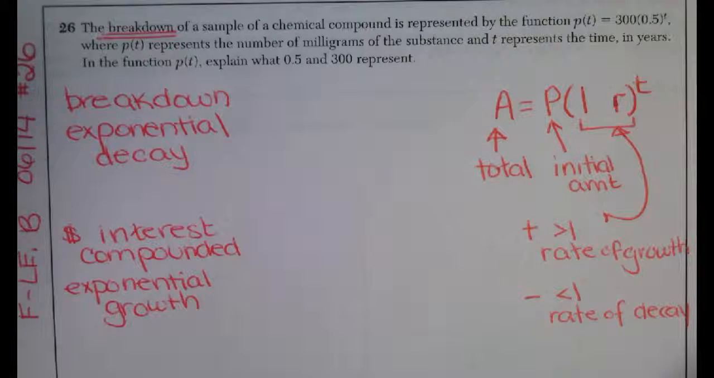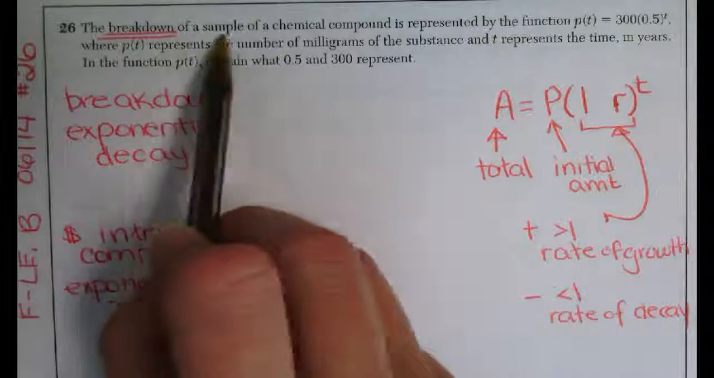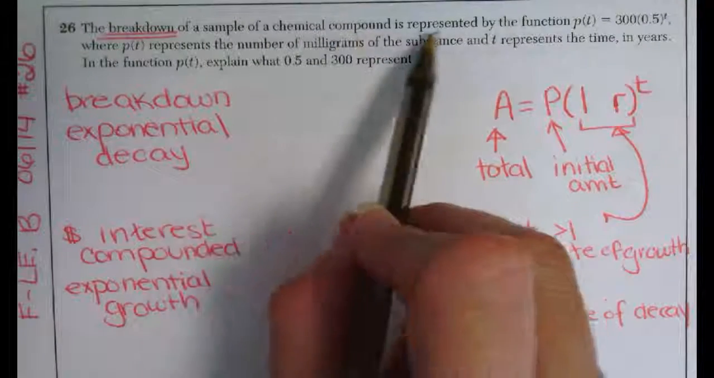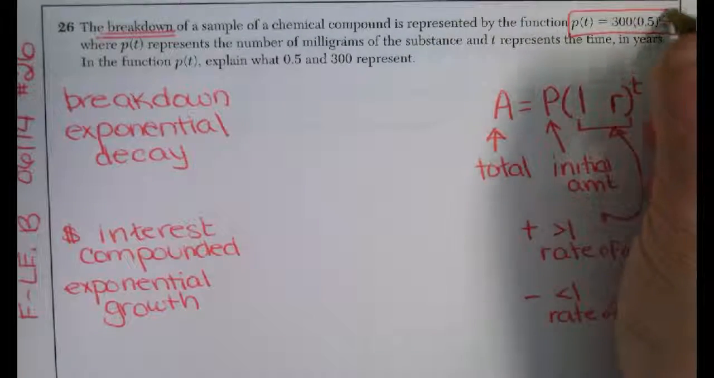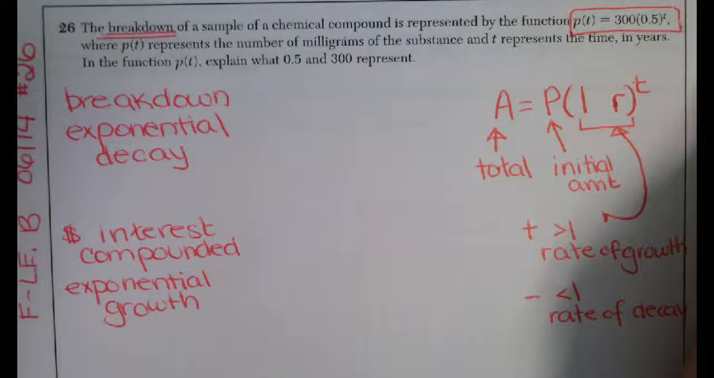So now that we have that information back in our minds, let's look at the problem. The breakdown of a sample of a chemical compound is represented by the function P of t equals 300(0.5)^t, where P of t represents the number of milligrams of the substance, and t represents the time in years. In the function P of t, explain what 0.5 and 300 represent.